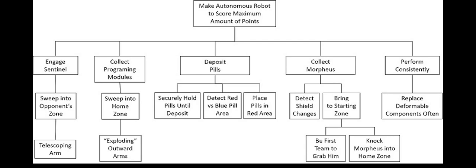The function tree shows all of the different functions and subfunctions that the robot needs to perform. This includes successful execution of all subfunction tasks, as well as consistent performance on said execution. The main objectives to note in this function tree are the 4th tier subfunctions. 3 of the 4 relate to time of execution, as the easiest and arguably only way to successfully collect the programming modules in Morpheus is to be the quickest team to do so.